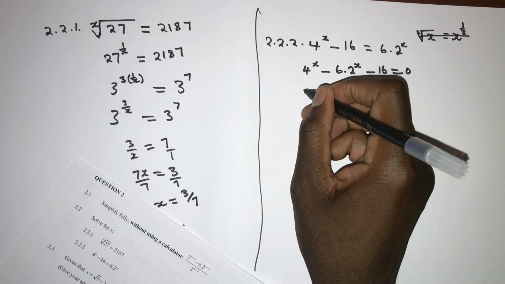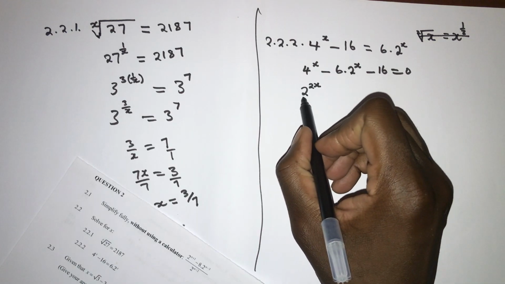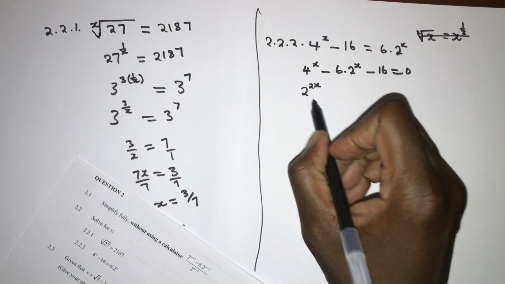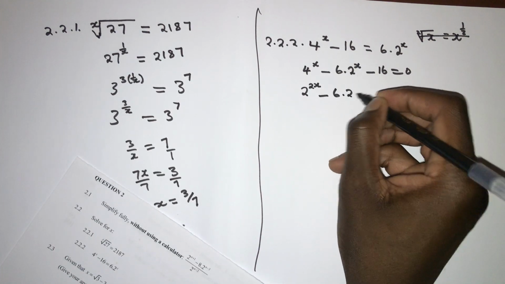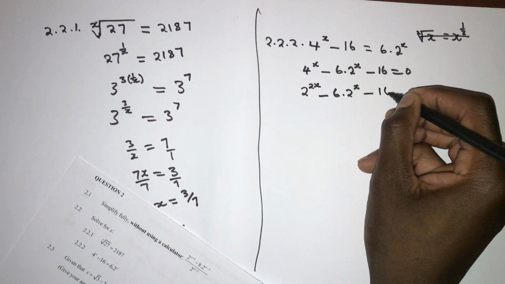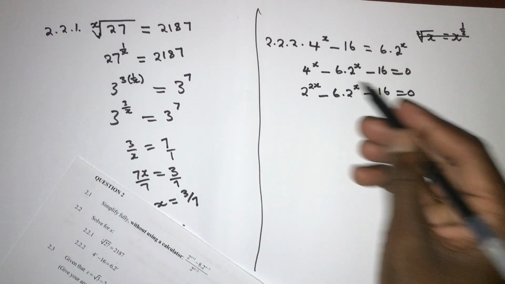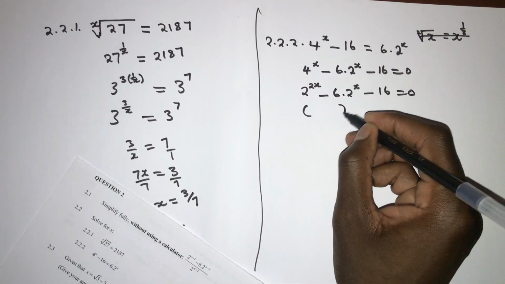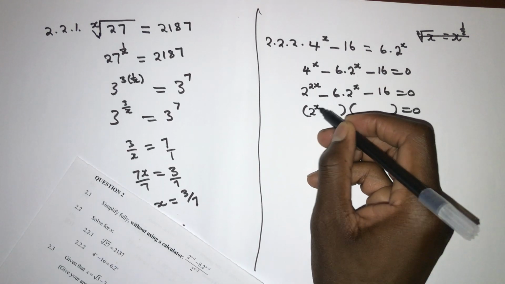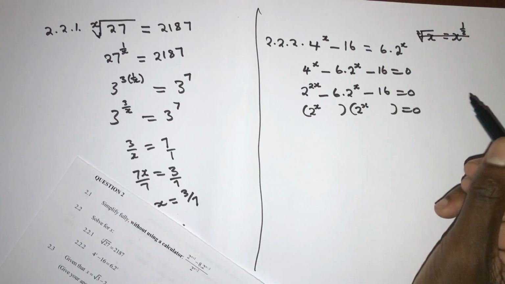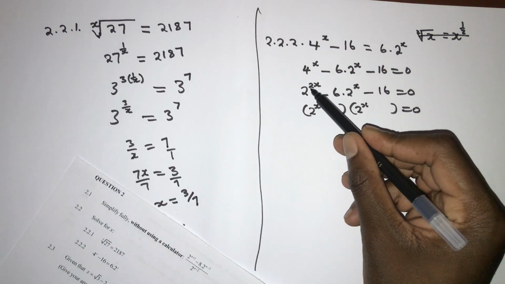So here, let's change 4 to the exponent. 4 is 2 exponent 2, so it's going to be 2 exponent 2x, minus 6 multiplied by 2 to the exponent x, minus 16, equals 0. From here, we're going to factorize. So it's going to be 2 to the exponent x, 2 to the exponent x, which is the same as 2 to the exponent 2x.